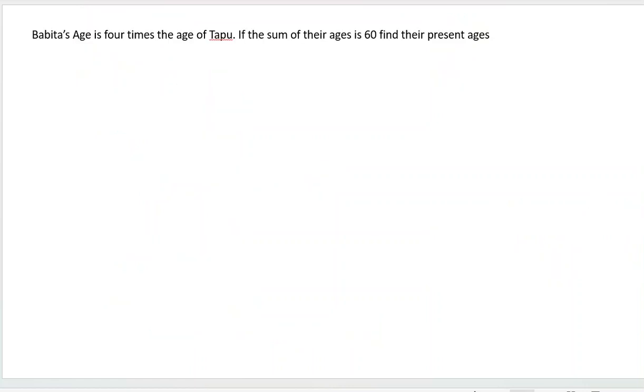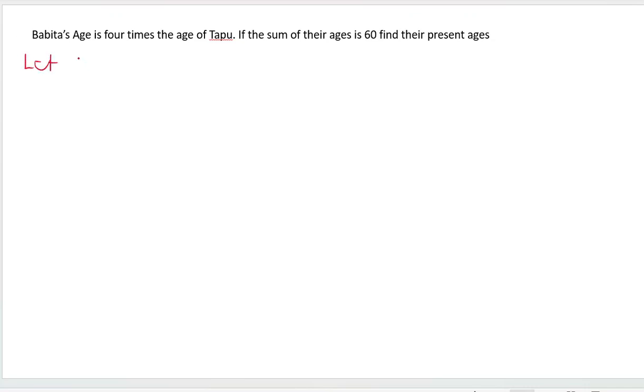Now we solve a similar problem. Babita's age is 4 times the age of Tappo. If the sum of the ages is 60, find their present ages. Clearly, there are two people in this problem, namely Babita and Tappo, and nothing about a ratio is mentioned. Therefore, we have to use variables X and Y here. If there was something about a ratio, we would use only X. So we solve the problem as follows.